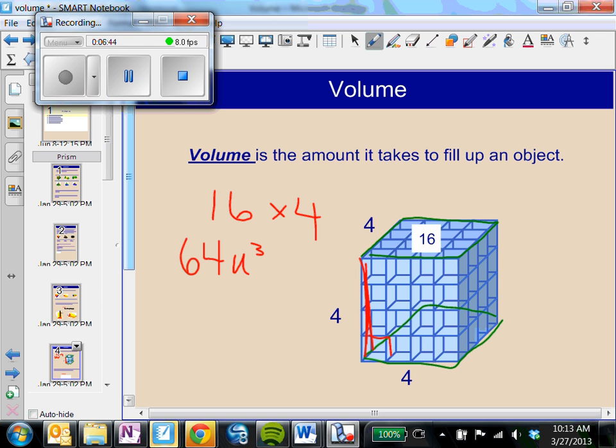Also, it's this 4 times this 4 times that 4. You're really multiplying 3 things here, because we did 4 by 4 to get 16. And then we multiplied that by 4, which is the height, to get 64.